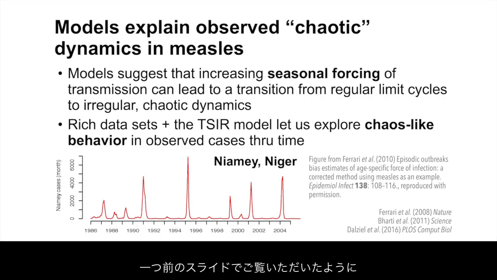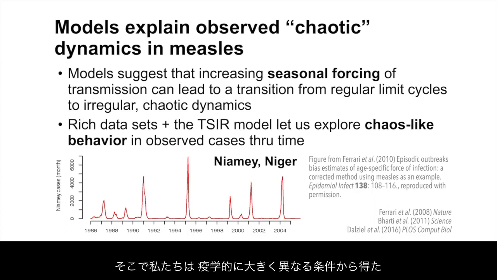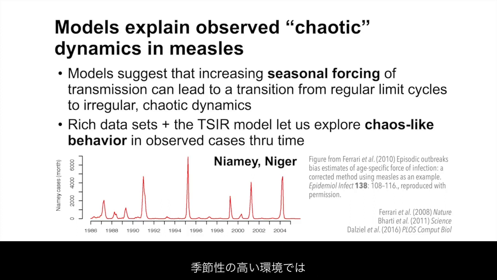Not all the epidemic series we see in measles are regular cycles, such as we saw on the previous slide. Models had suggested that increasing seasonal forcing of transmission could make the cycles irregular or even chaotic. We used rich data sets from contrasting epidemiological settings together with the TSIR model to show that epidemics can indeed be very irregular with a signature of chaos in highly seasonal environments.